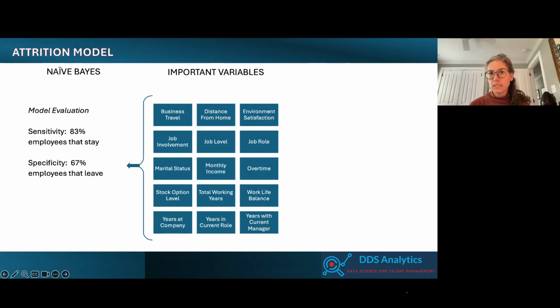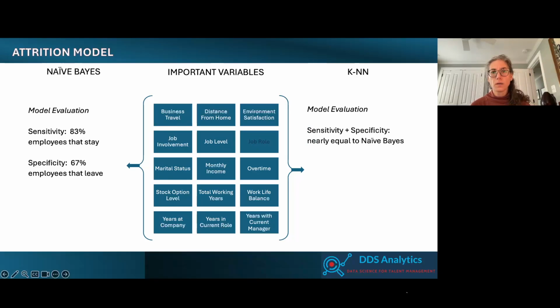And I used these same variables minus job role in another model for comparison, and that was a KNN model. And when I evaluated this model, the sum of sensitivity and specificity were nearly equal to the naive Bayes model. And what this indicates is that the predictions aren't dependent on the model, but on the data itself.